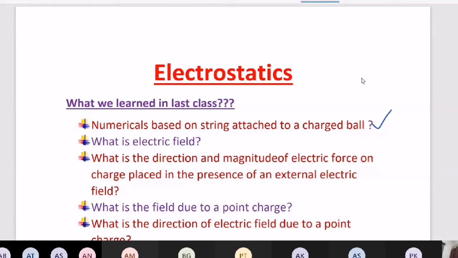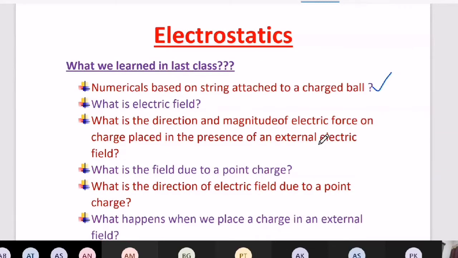We have studied one question before that, and one more question we have taken, so that we can understand in a better way. We studied one example based on numericals based on string attached to a charged ball. What is the inclination between the two strings? What is the condition that they are in equilibrium?